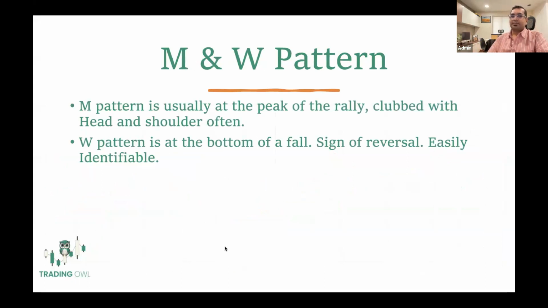M pattern usually happens at the peak of the rally, clubbed with the head and shoulder. Head and shoulder pattern is very easily identifiable. So using head and shoulder along with Bollinger Band helps in confirmation. When we say M and W pattern, the W pattern happens at the fall, at the bottom of the fall, and it is a sign of reversal. W patterns are very easily identifiable. Mind you, the M pattern is not as easily identifiable as a W pattern, and the price, volume, momentum, volatility is very different in an M versus the W. So W is much more easily identifiable and much more easily tradable versus the M.